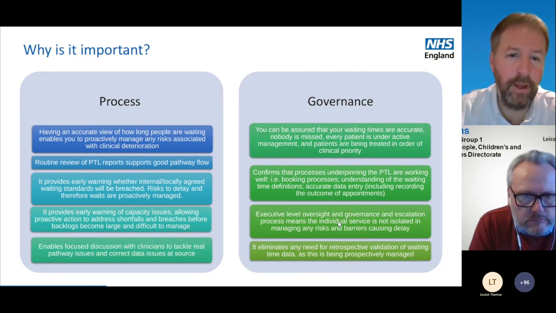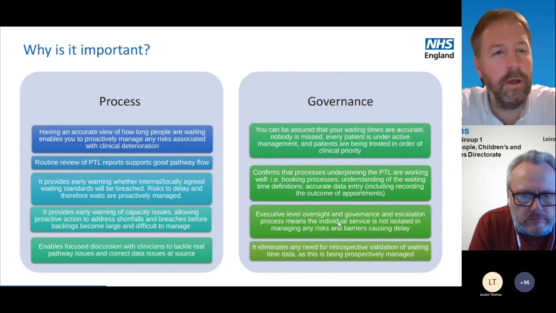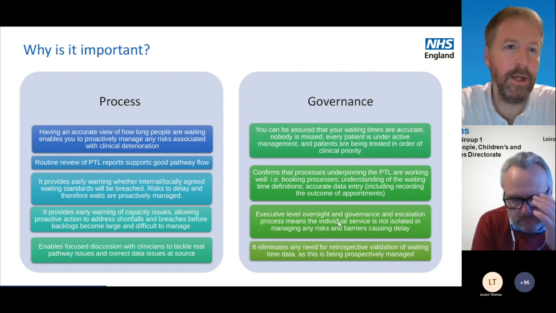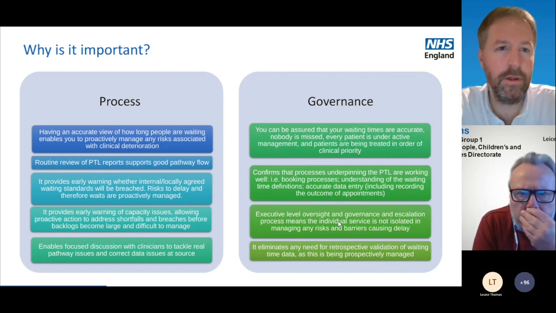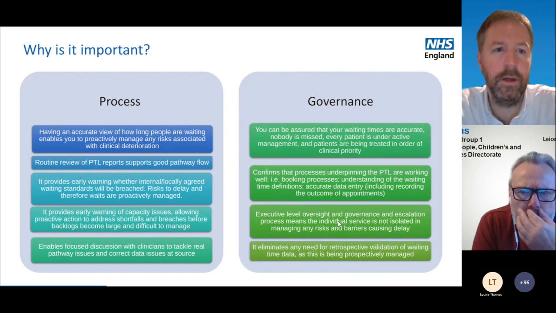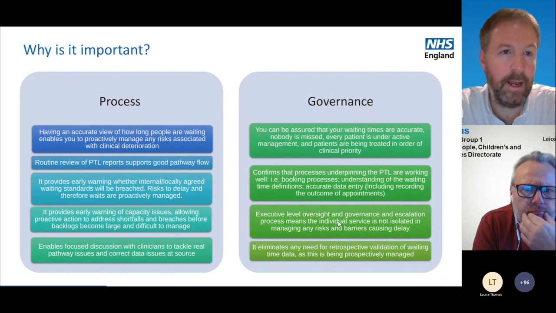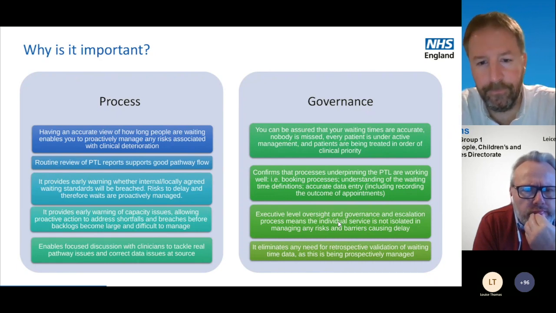And at an exec level, it gives you that oversight and governance so that you can be assured that things are working and that the strategic goals that you've set for yourselves as an organisation and the system are actually delivering and moving in the right direction. And it eliminates the need for validation of waiting lists and other tedious administrative processes, because as long as you're using your data on a daily and weekly basis, then it will de facto be up to date and accurate.